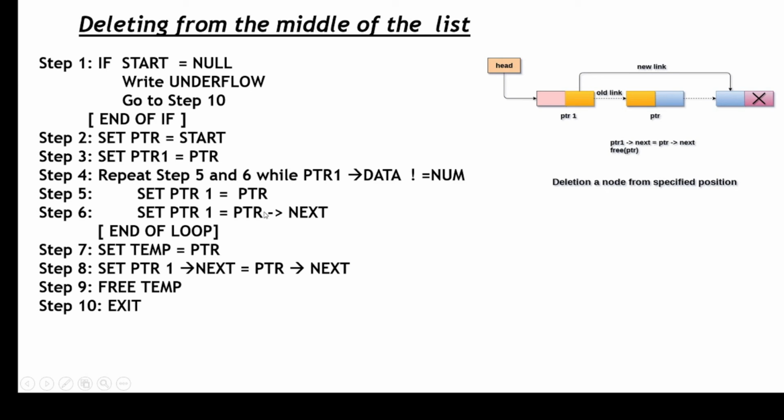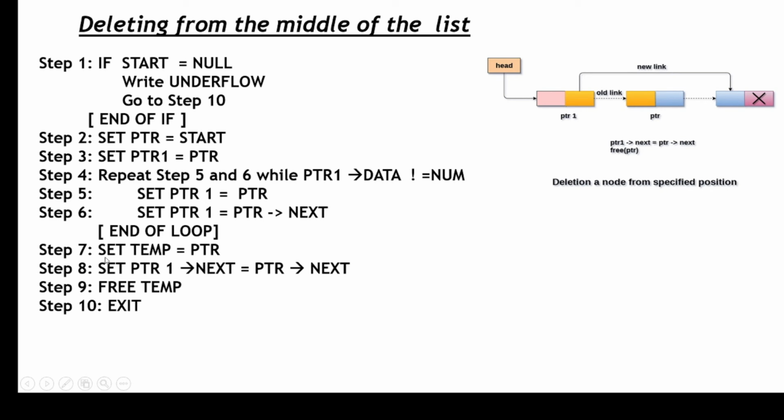That is, it means that pointer 1 is traversed through the nodes until the data part is equal to the node which we wanted to delete. In steps 5 and 6 you can see that set pointer 1 equal to pointer and set pointer equal to pointer next. It means the pointer variable points to the next of pointer 1, that is the node which we wanted to delete.